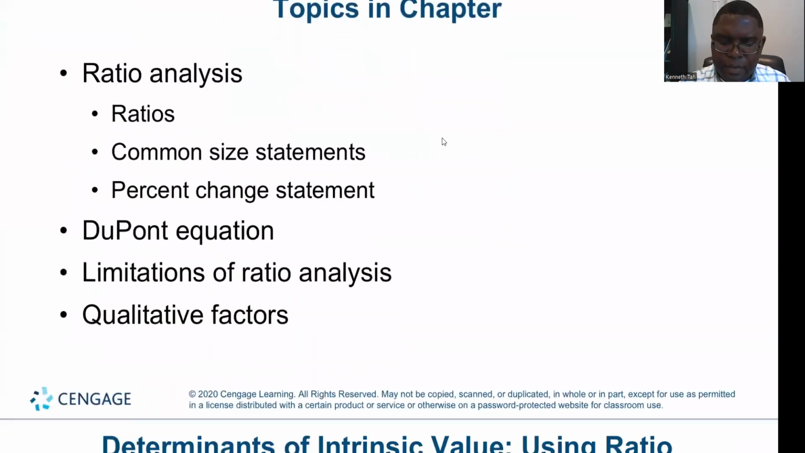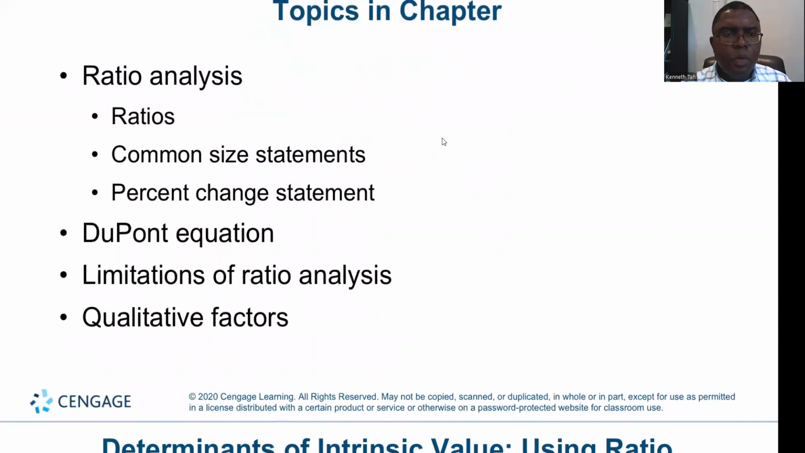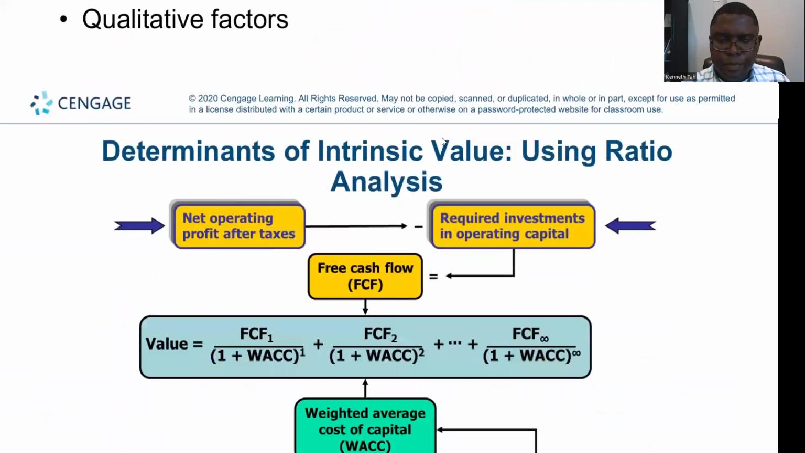Today, we are going to consider Chapter 3, which is analyzing financial statements. In this chapter, we'll look at ratio analysis. We'll study different types of ratios. We'll do common size statements. We'll do the Dupont equation, and we'll look at the limitations of financial ratios.